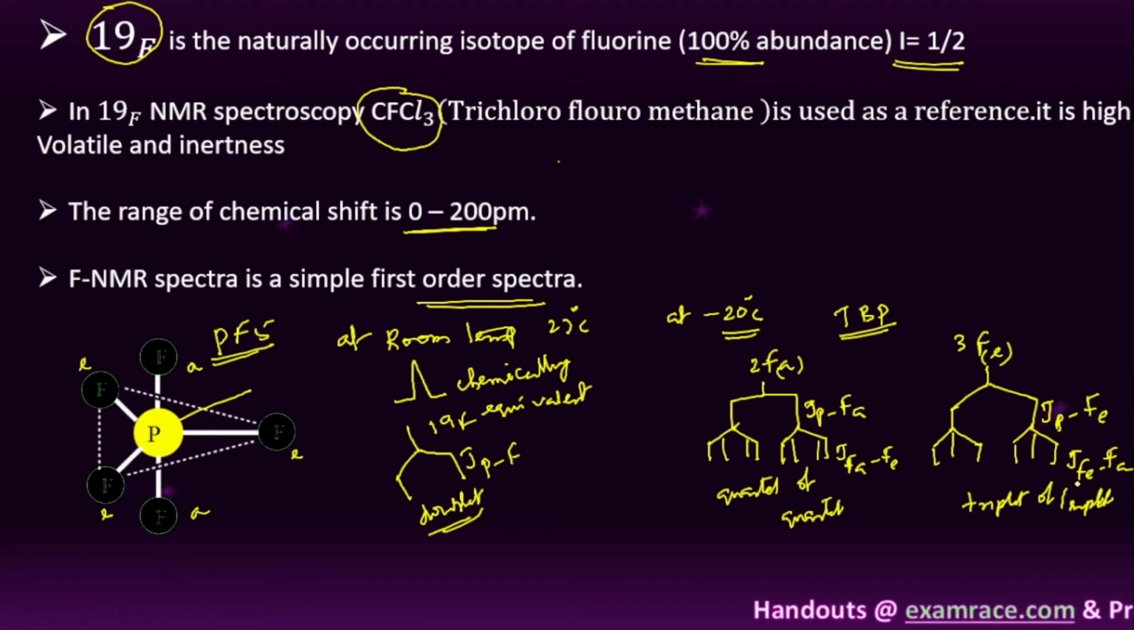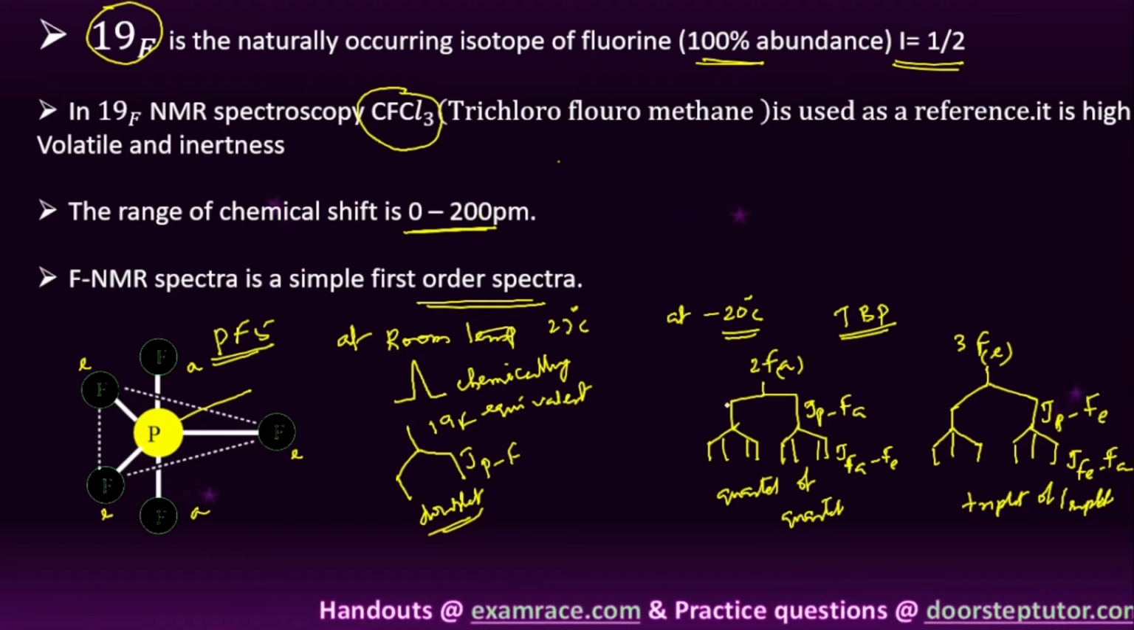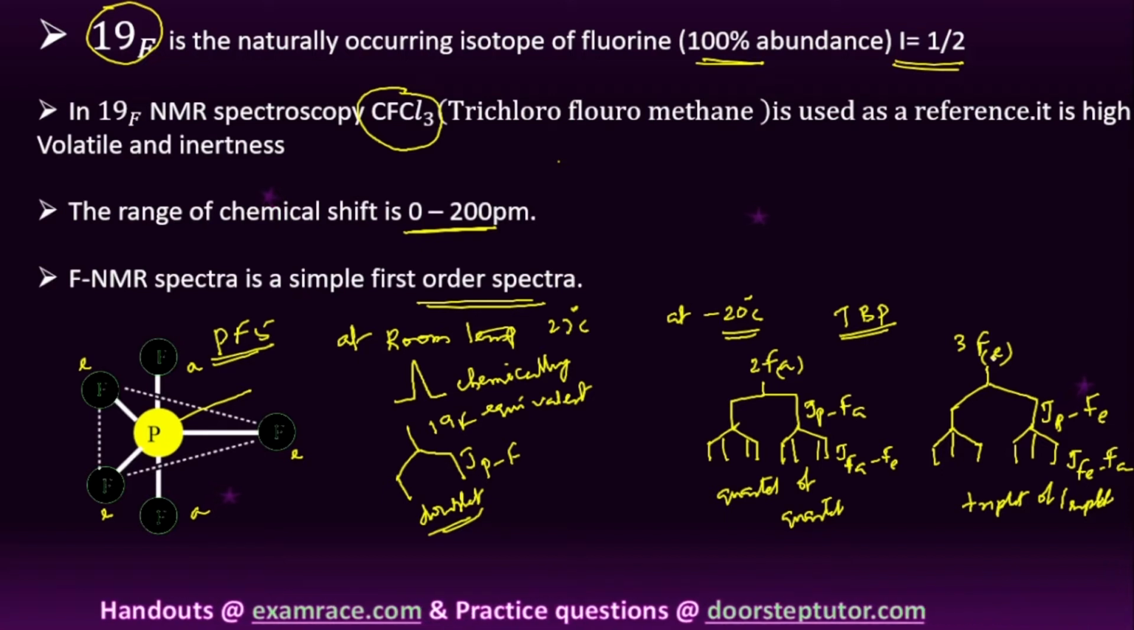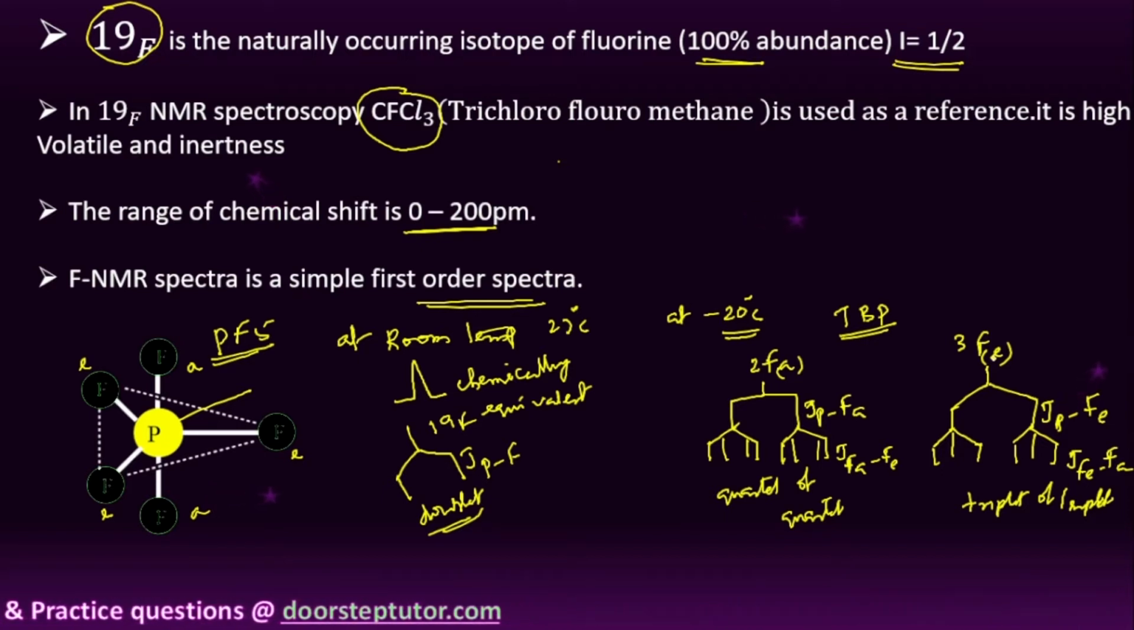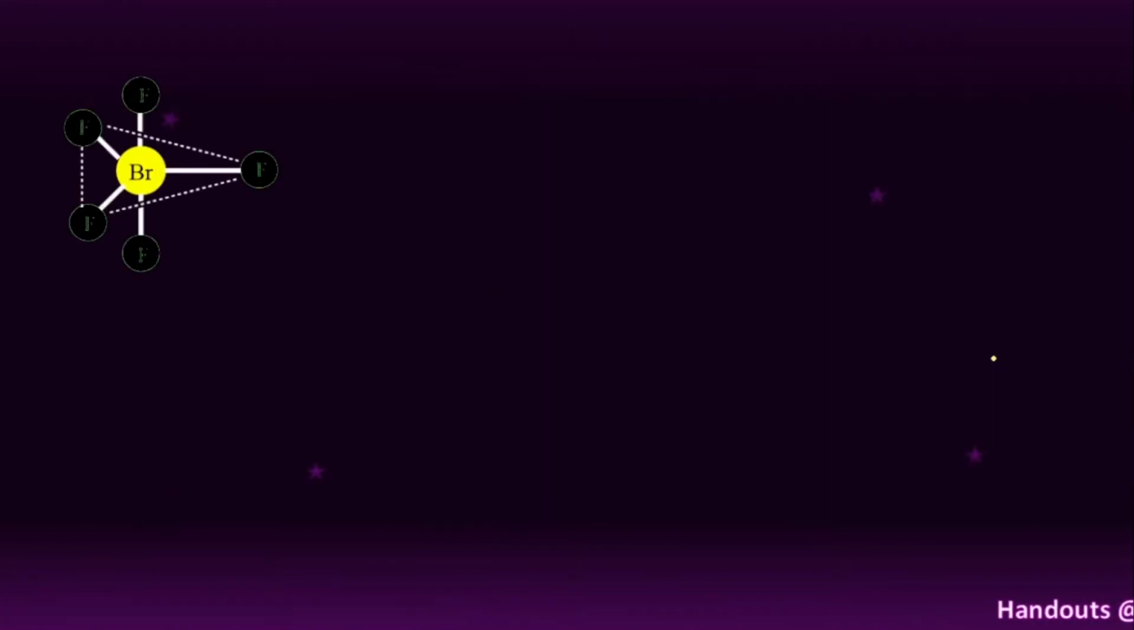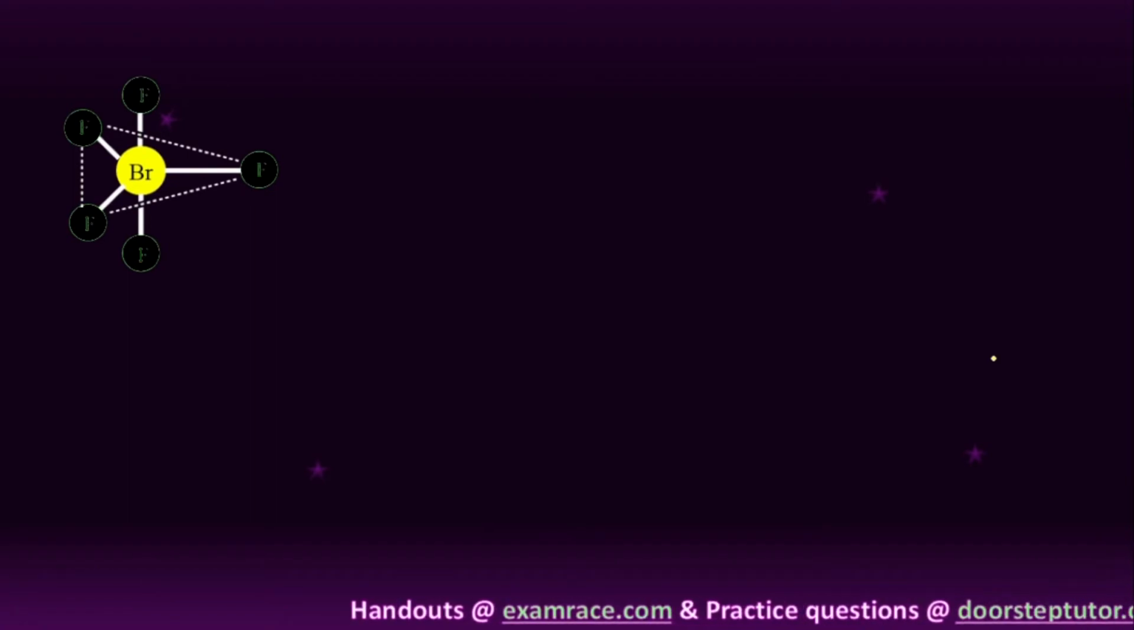Okay, so this axial set of fluorine atoms gives a quartet of quartets, and the equatorial fluorine atoms give a triplet of triplets. So this is about the PF5 molecule, student, right? Next, the BrF5 molecule, student. Generally, the BrF5 molecule has two possible structures.